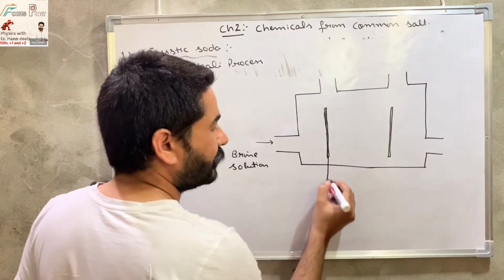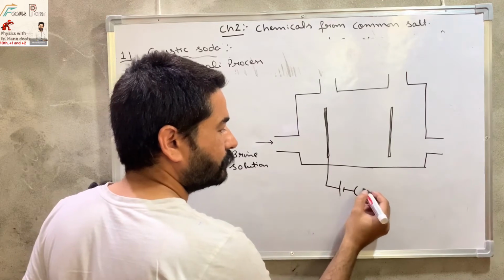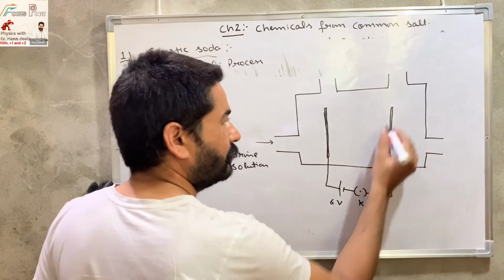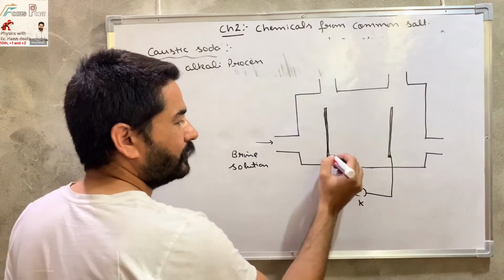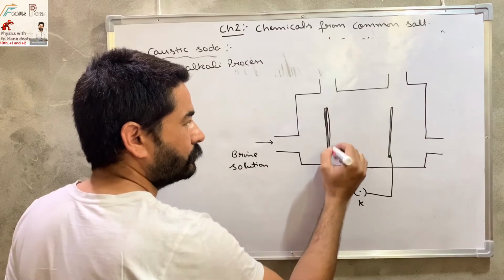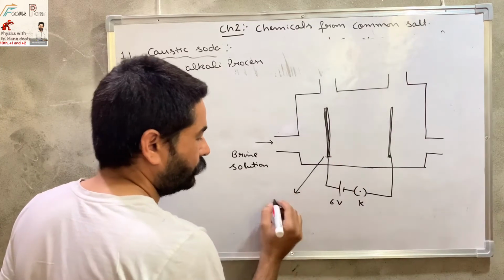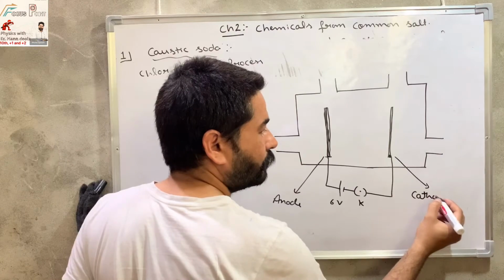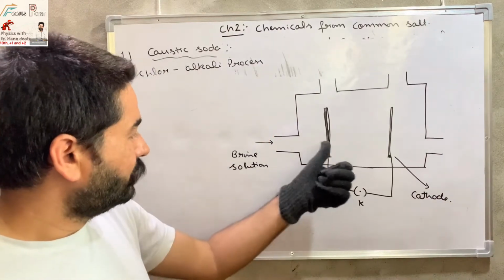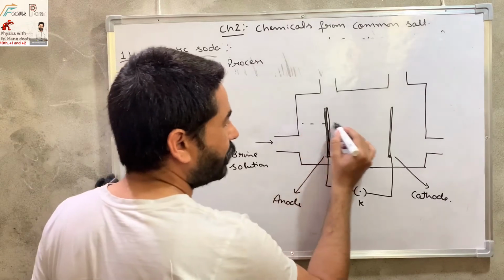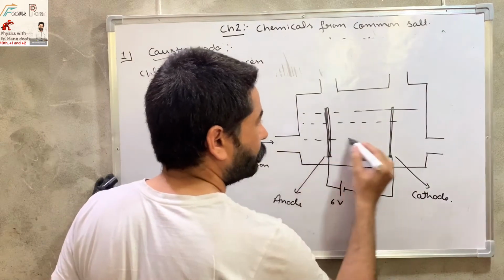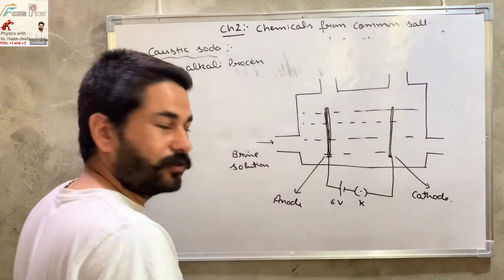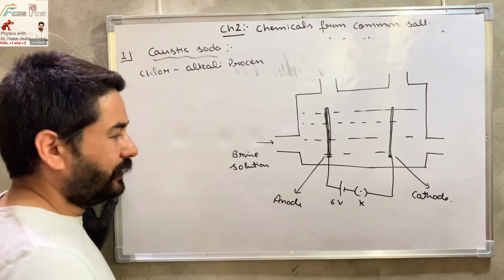Now the electrode which is connected to the positive terminal is known as, can anyone tell? Anode. So this is anode. And the one connected to the negative terminal is known as cathode. Okay. So this is anode, this is cathode. So when brine solution passes and we turn the switch on, electricity will start passing through the brine solution, then the reaction will take place.